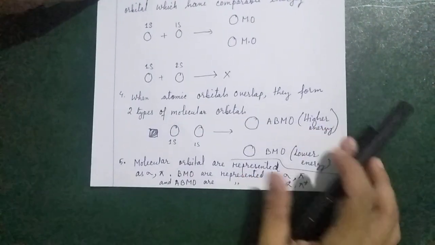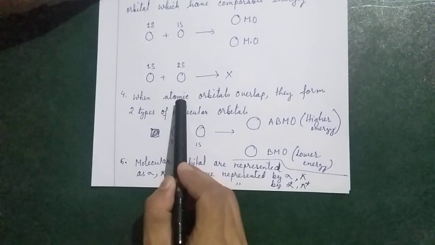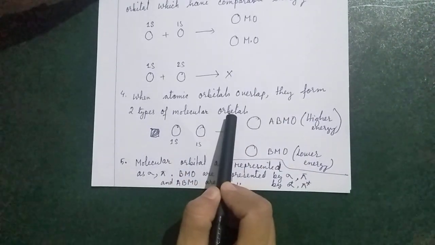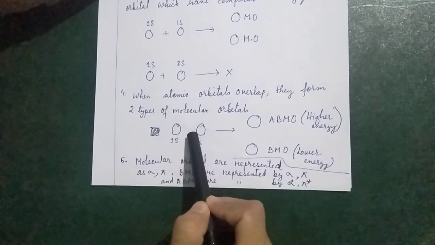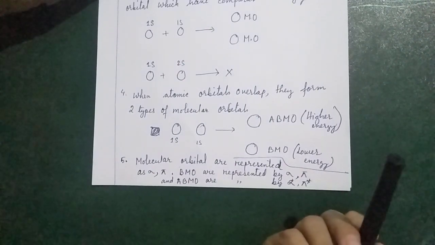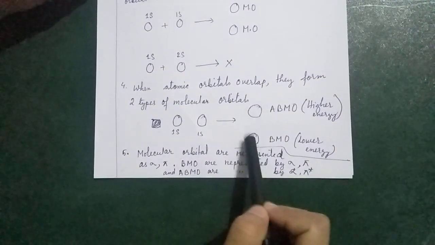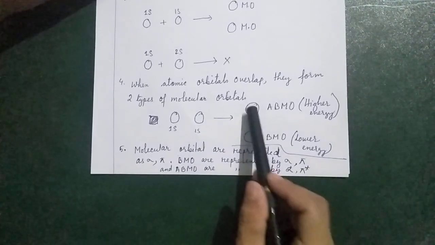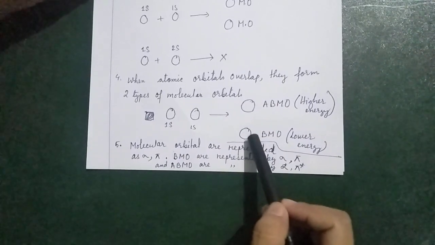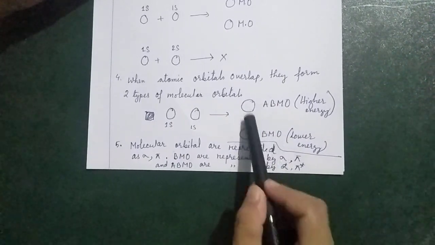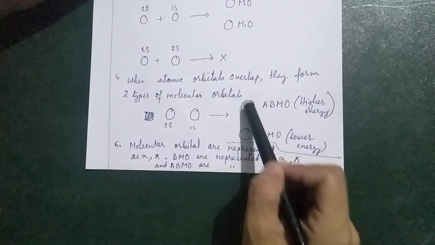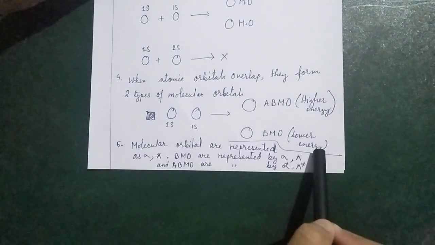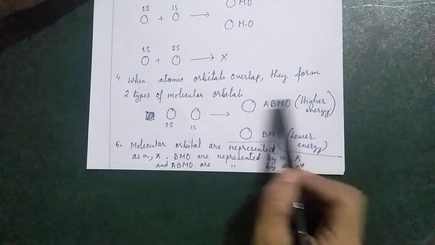Fourth, when atomic orbitals combine or overlap, they form 2 types of molecular orbital. We combined 2 atomic orbitals, so we form 2 molecular orbitals, and these 2 are of different types. The lower one is called the bonding molecular orbital, and the higher one, which remains in the upper part, is called the anti-bonding molecular orbital. So the lower part has lower energy, and the upper part has higher energy.